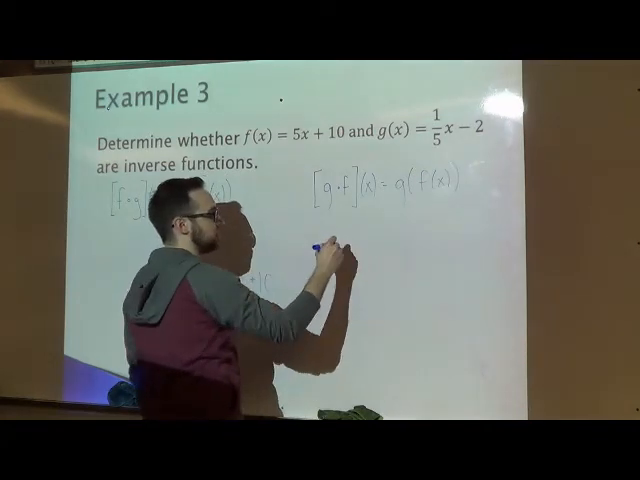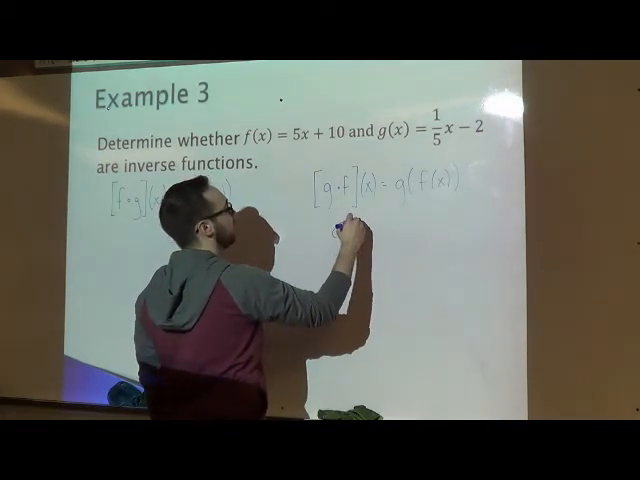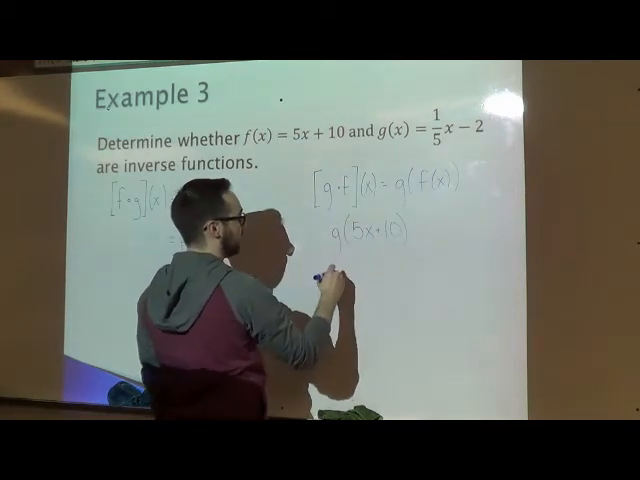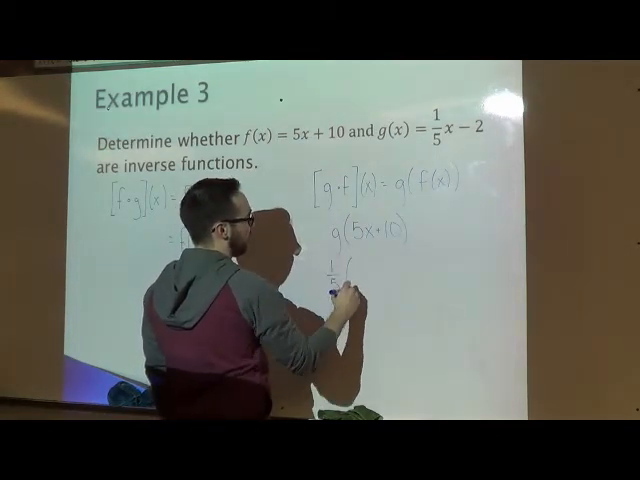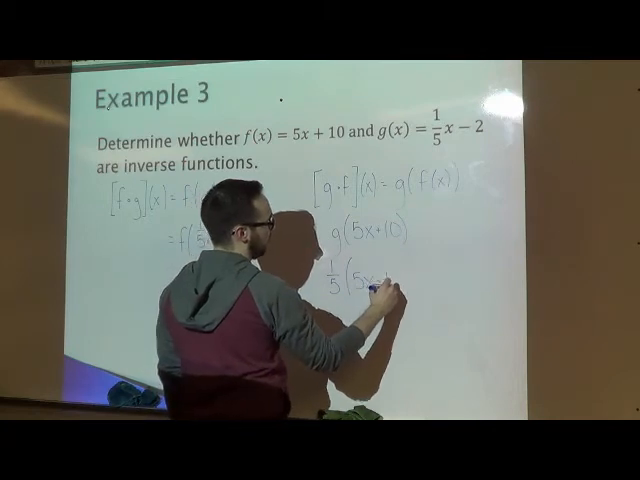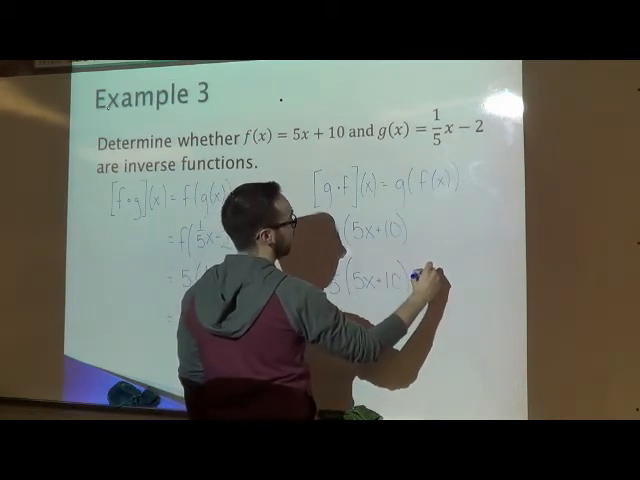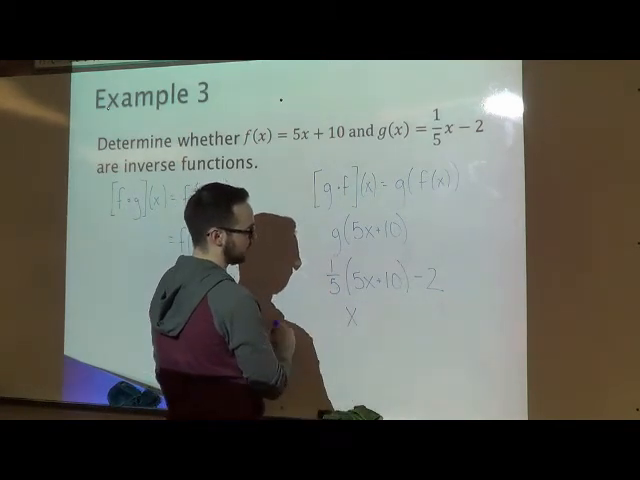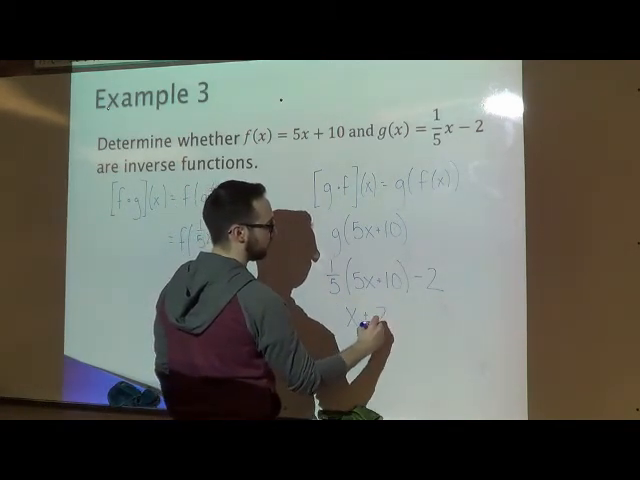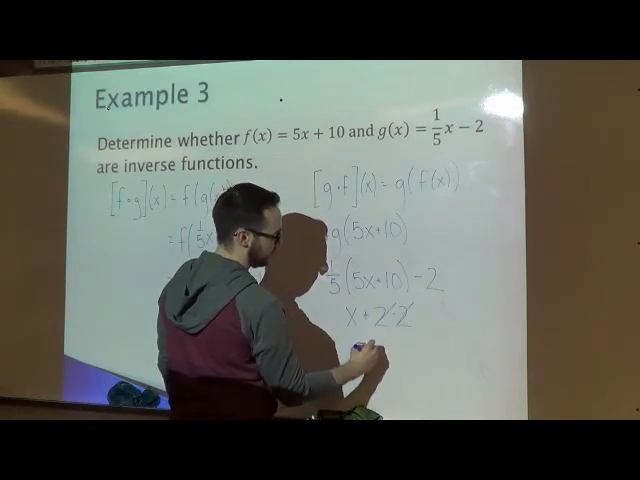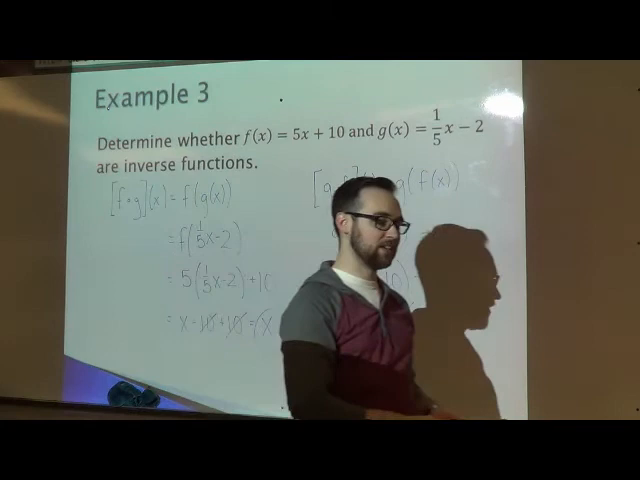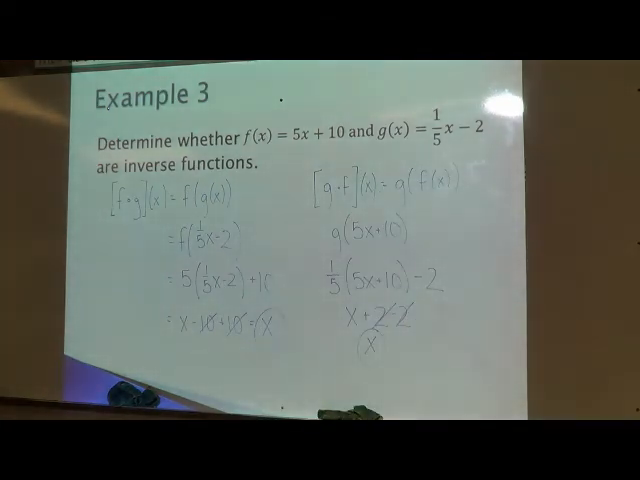So g of f of x, and have g of 5x plus 10. Plug this into that. So we're going to have 1/5 (5x plus 10) minus 2. So 1/5 times 5x gives me just x. 1/5 times 10 is 2, minus 2, and again we get just x. And since those are both the identity function, we can determine that they are indeed inverse functions.